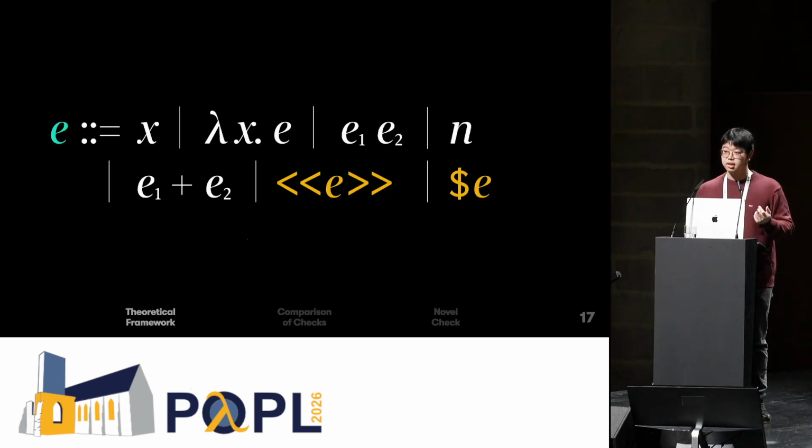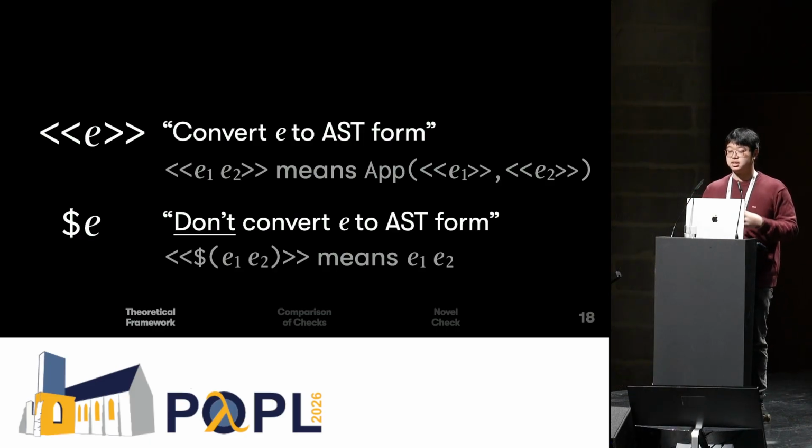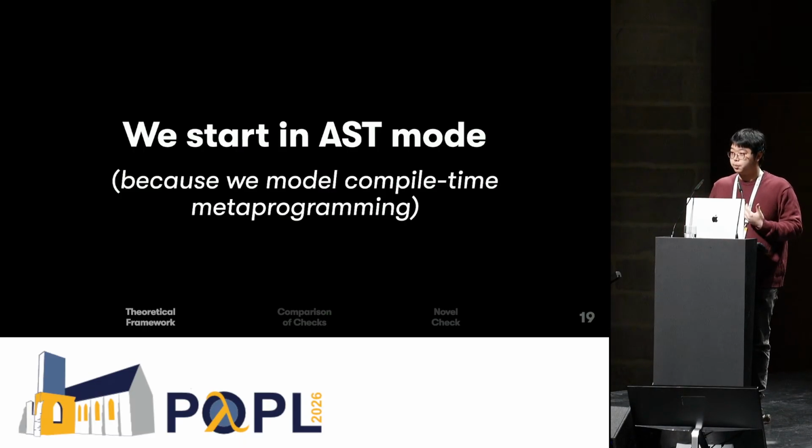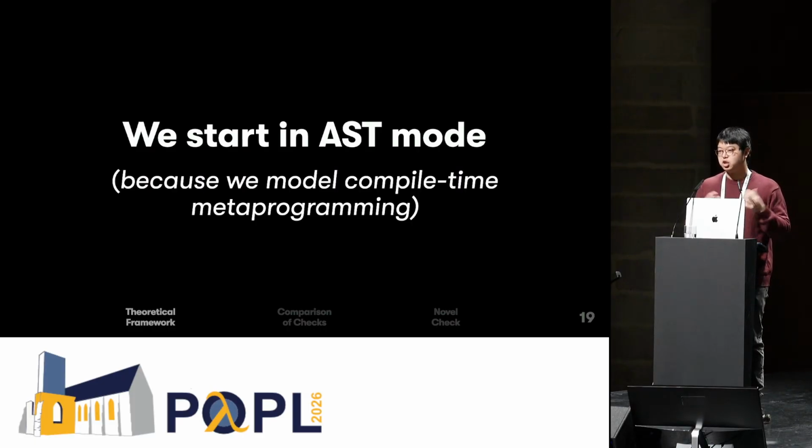And that shorthand is a quotation, which is the double angle brackets, and a splice, which is the $. What quotation means is it says interpret the expression as an AST, and what the splice means is don't interpret this expression as an AST. And importantly, we start by interpreting things in AST mode because we model compile-time metaprogramming, and this lets us write normal programs without any metaprogramming.